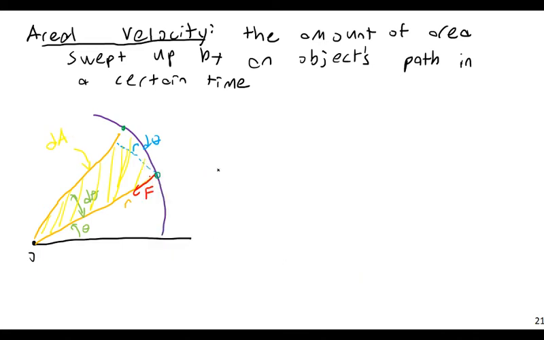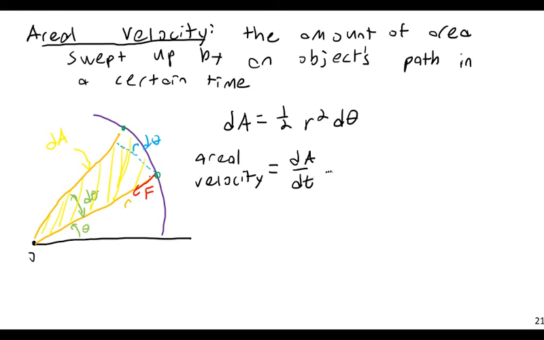So I can work through dA, I can work through the equations here, the geometry. dA equals 1/2 r squared d theta. And I can say dA/dt, so I'm going to define areal velocity. Areal velocity equals dA/dt equals 1/2 r squared d theta/dt, equals 1/2 r squared phi dot.